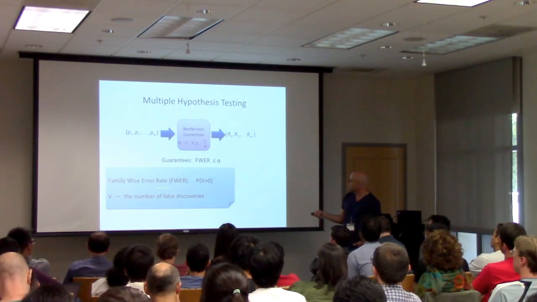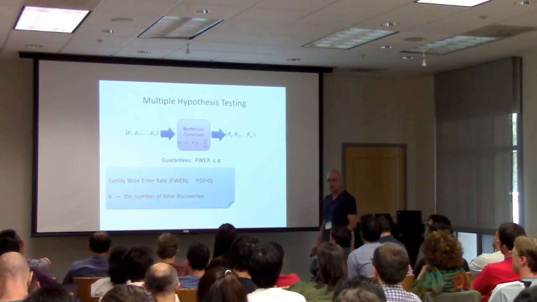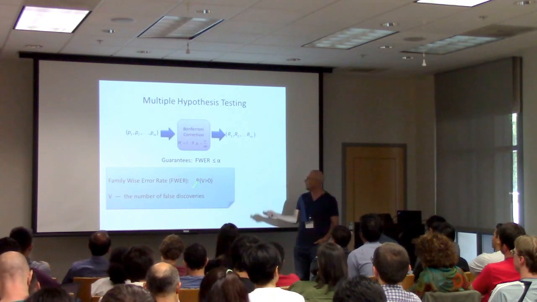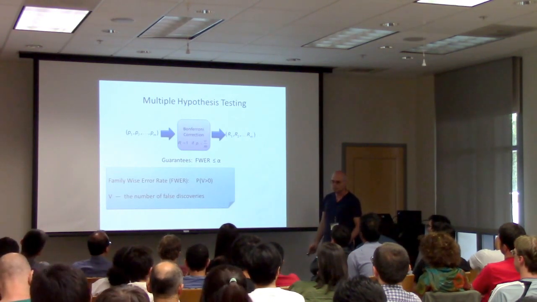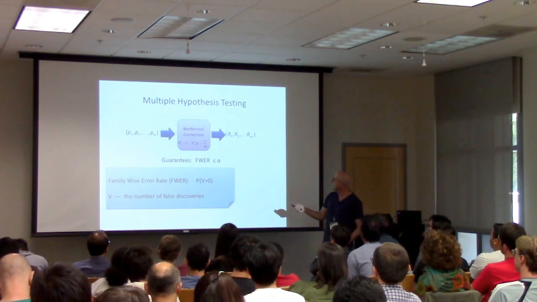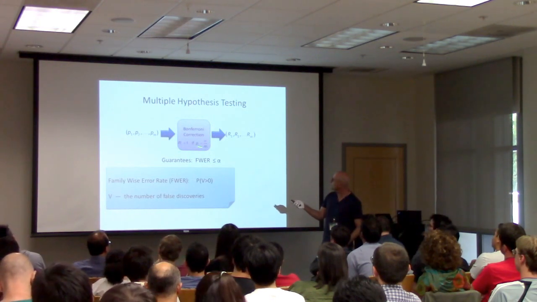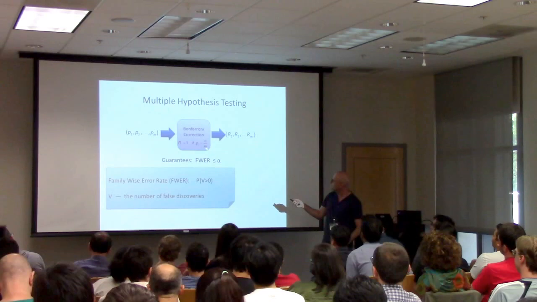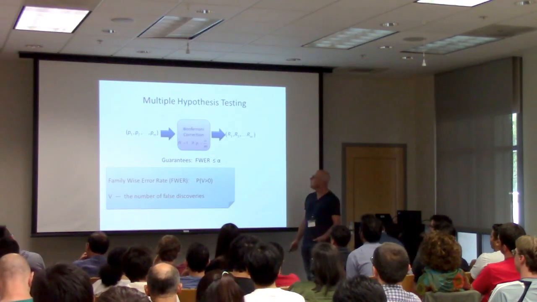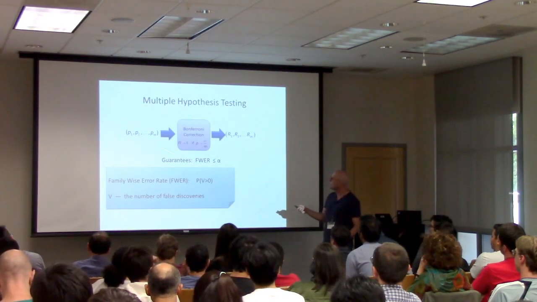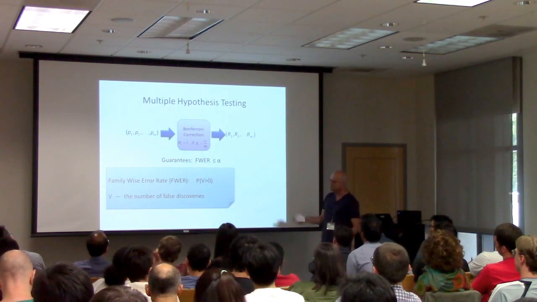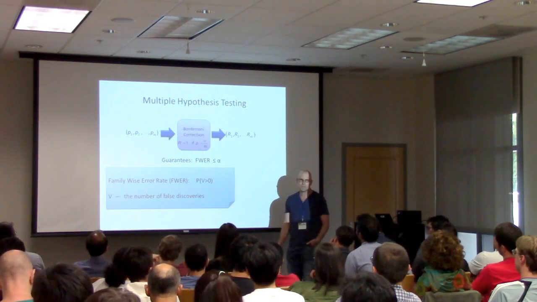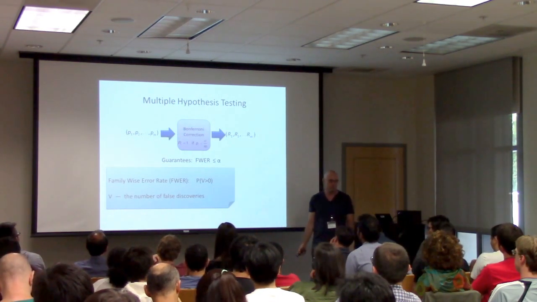Family-wise error rate means we want to control the probability of making even one false discovery out of our entire corpus of tested hypotheses, right? And as we all know, the Bonferroni correction, which is just taking the alpha level at which we want to control family-wise error rate and dividing it by the number of hypotheses, controls family-wise error rate without any assumption on the dependence structure of the p-values. They can be dependent in any way, and we still control family-wise error rate.